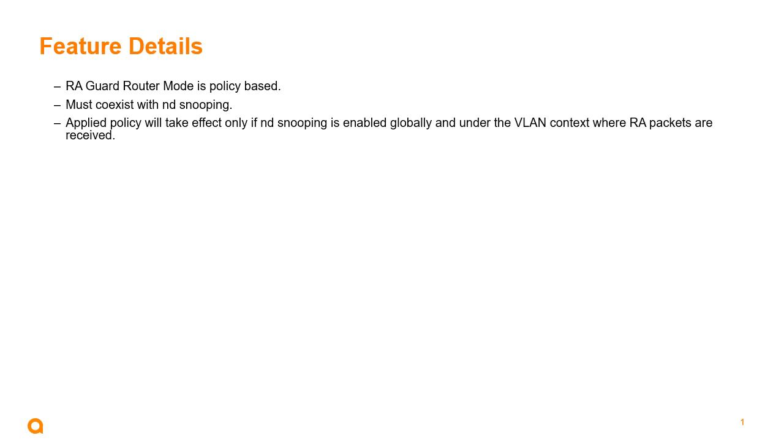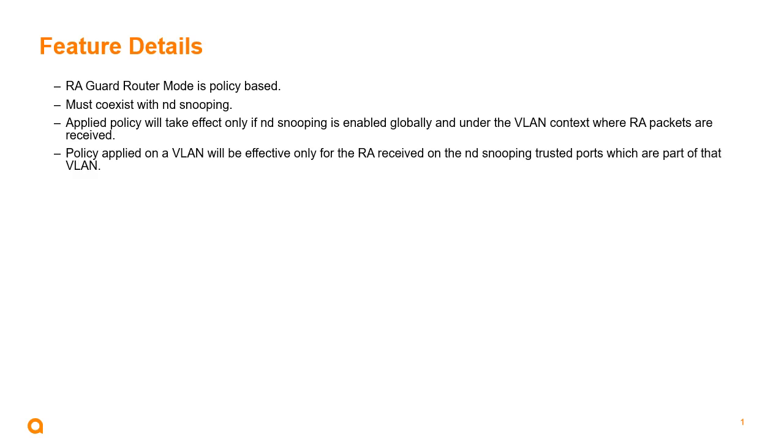Let's go over the feature details. RA Guard router mode is policy based and it must coexist with ND snooping. The applied policy will take effect only if ND snooping is enabled globally and under the VLAN context where RA packets are received. Policies applied on a VLAN will be effective only for the RA received on the ND snooping trusted ports which are part of that VLAN.